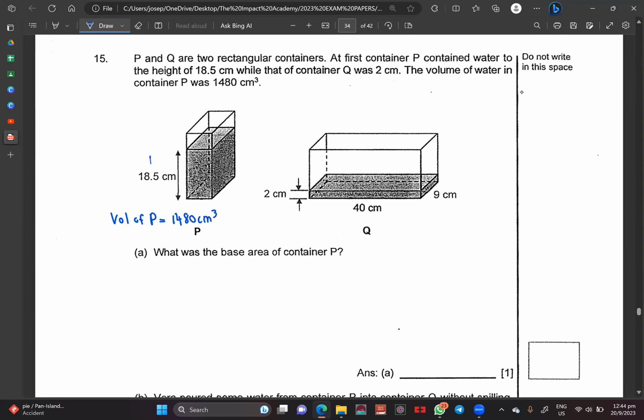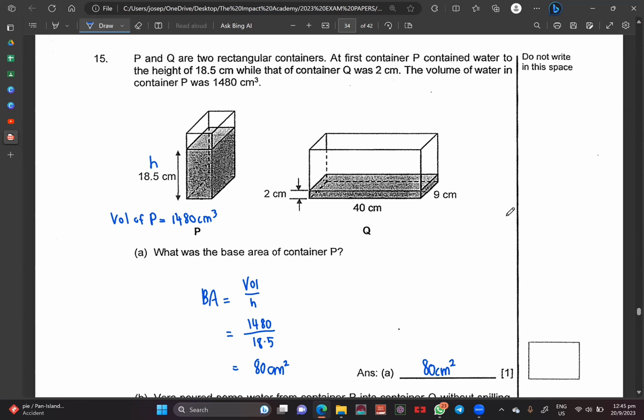And because you have the height over here, you have the volume, you can quickly find the base area of container P, which is what they want us to find in A. So we are just going to write base area equals volume over height. So this is basically 1,480 over 18.5. When you do that, you will get an answer of 80 cm². So therefore, over here, it's 80 cm².